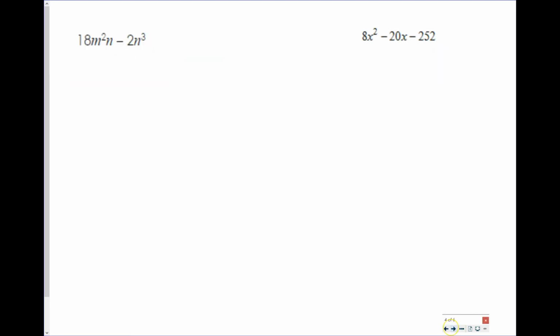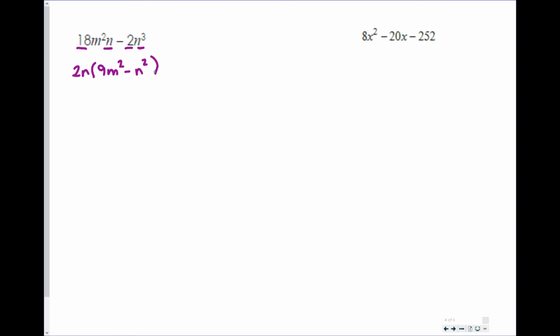However, in this next problem, I'm going to look for my GCF between 18 and 2, which is 2. I'm going to pull that out. I also see they both have an n, so I'm going to pull an n out. What I'm left with is 9m squared minus n squared.